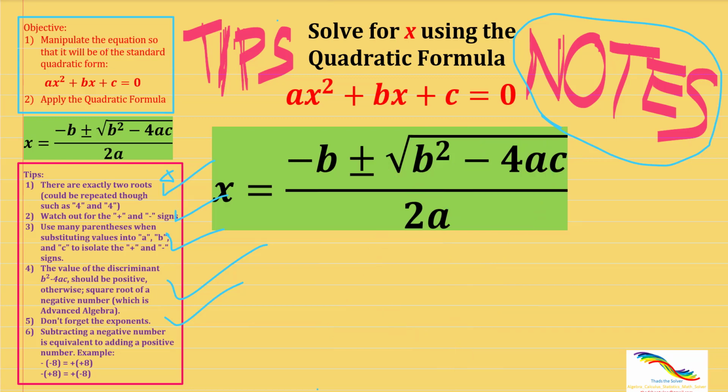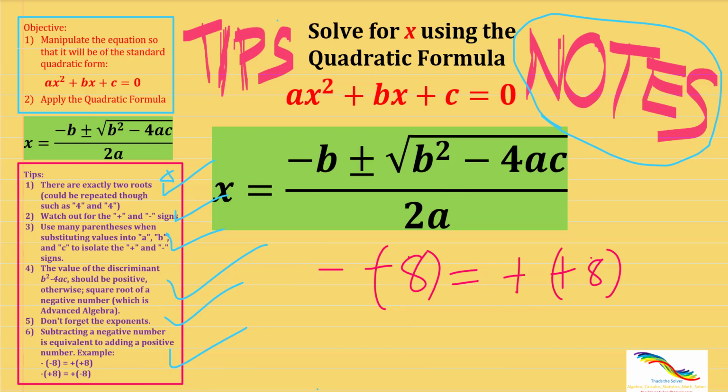And the 6th tip that we have is that subtracting a negative number is equivalent to adding a positive number. This is very important because this happens many times when we try to manipulate the equation so that it will be of the standard quadratic form. We'll be doing a lot of this. Subtracting a negative number, let's say 8, that is the same as adding a positive number. Subtracting a negative number is the same as adding a positive number.